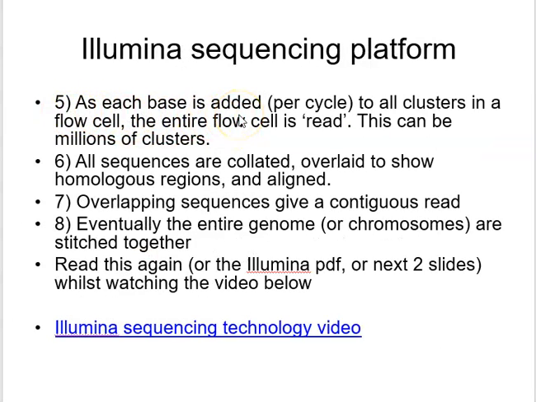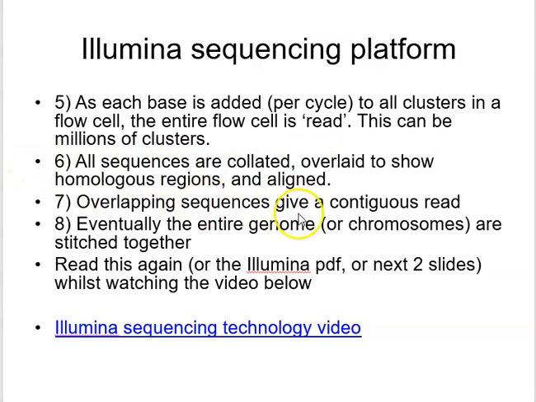As each nucleotide is added, all the clusters in a flow cell allow that next nucleotide to be added. So if the template is a T and we added in some A's, everywhere an A has just been added in, we'll get a little flash of light.